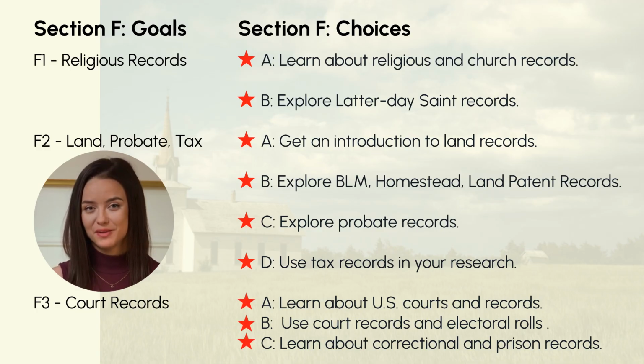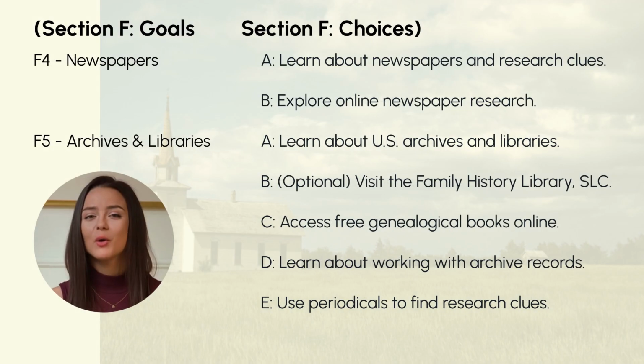In Goal F3, the choices introduce you to a variety of court records from civil and criminal trials to voting records and prison records. In Goal F4, Choice A introduces newspapers as a resource for family history research. Choice B describes sites such as Chronicling America, a free resource from the Library of Congress.